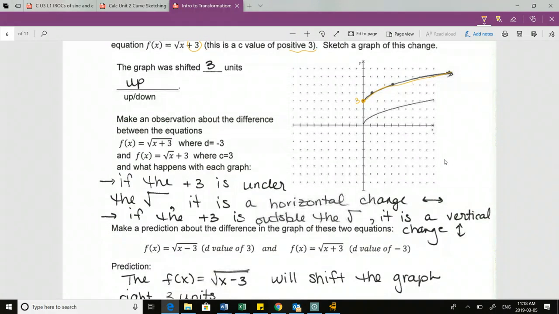Okay, so this is what I was just talking about. If the +3 is under the square root, it's a horizontal change, whereas if it's outside the square root, it's a vertical change. So inside, horizontal change with the x; outside of whatever operation is happening, that's a vertical or y change.